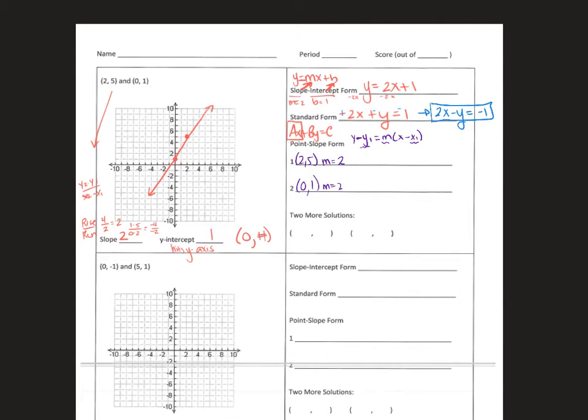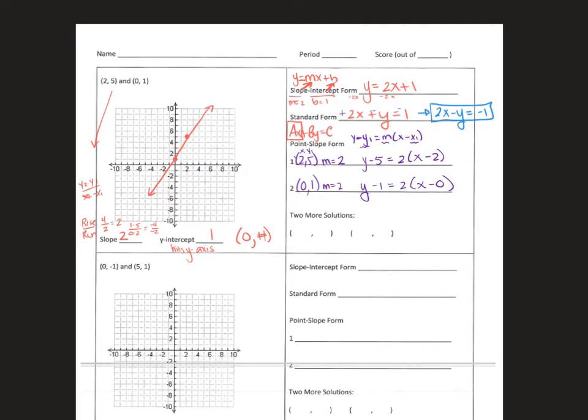And so we have to plug those in. So we get y minus 5 equals 2 times x minus the x-coordinate of 2. And that's point slope. We can leave it just like that. And then same thing for the other point. Y minus 1 equals 2 times x minus 0. And you're actually going to get the same exact answer as what we have up above.